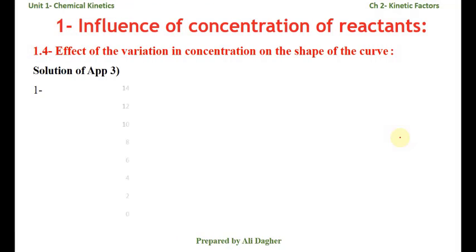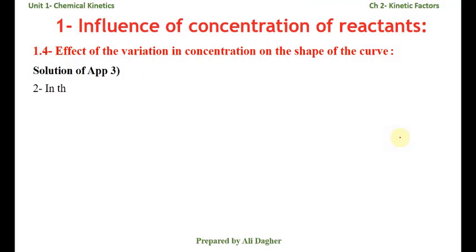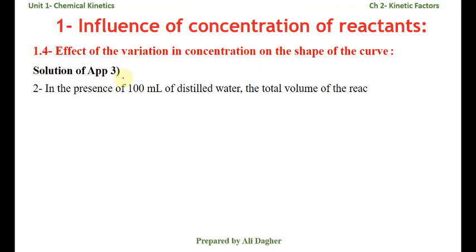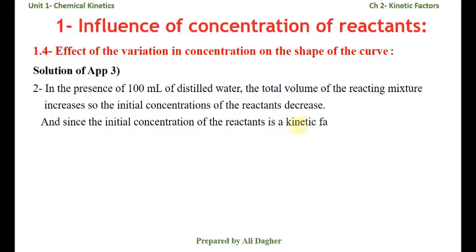Part 1 is the curve. This is the curve n C3H6O equal Ft. 2. In the presence of 100 milliliters of distilled water, the total volume of the reacting mixture increases so that the initial concentrations of all reactants decrease. And since the initial concentration of reactants is a kinetic factor, the rate of the formation of C3H6O decreases because the initial concentration of reactants decreases.